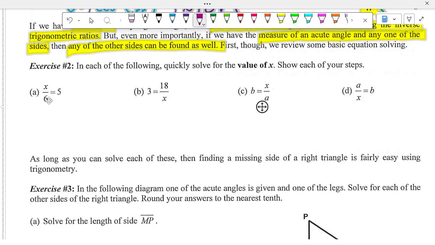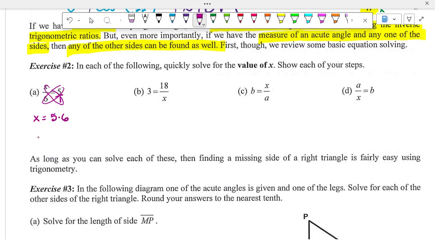So if you see a fraction like this, what's your gut instinct to do? It's one of your favorite things to do. Cross multiply. So I'm going to put the 5 over 1. I'm going to cross multiply. So I have x is equal to 5 times 6. So x is equal to what? 30.